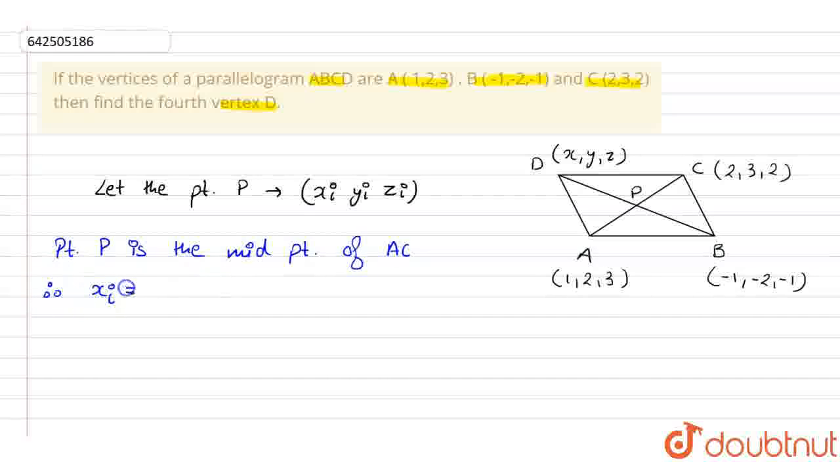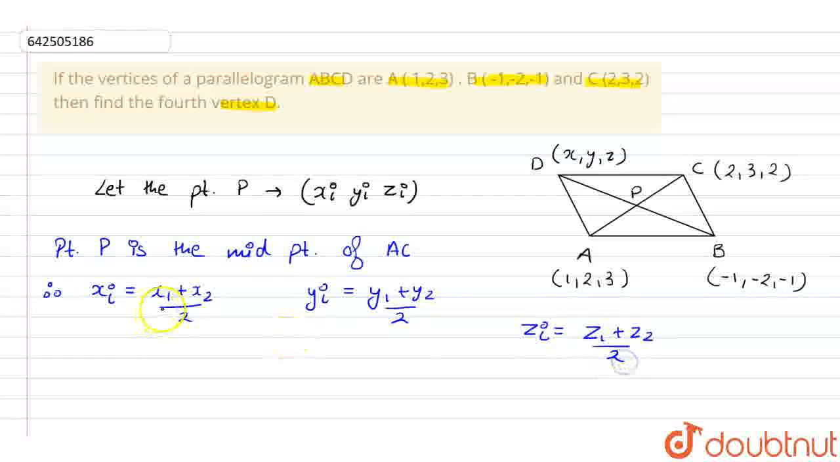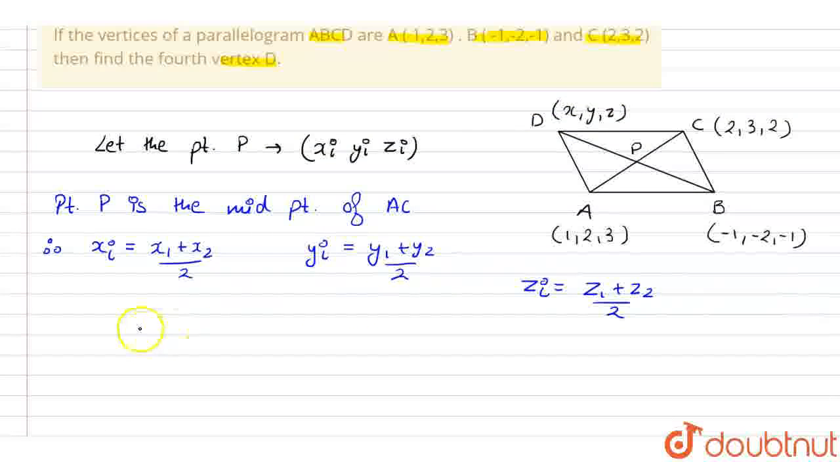Therefore xi will be equal to (x1 plus x2) divided by 2, yi will be equal to (y1 plus y2) divided by 2, and similarly zi will be equal to (z1 plus z2) divided by 2. If we put the values of x1, x2, y1, y2, and z1, z2, we get xi as (1 plus 2) by 2, yi as (2 plus 3) by 2, and zi as (3 plus 2) by 2.